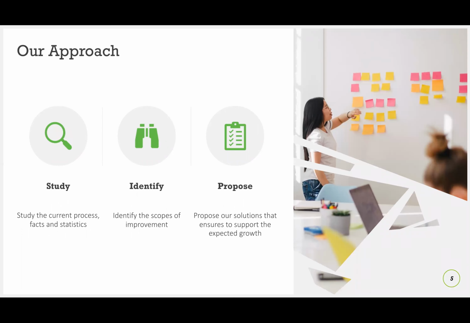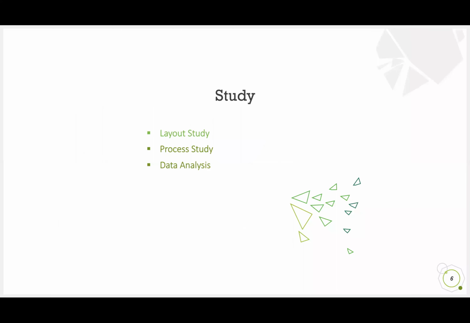So our approach is very simple. First, we try to understand their current process. Then we identify the scopes of improvement. And then we made some proposals with good understanding. First, we try to understand their current process. We have divided that into three sections: their layout study, process study, and data study.